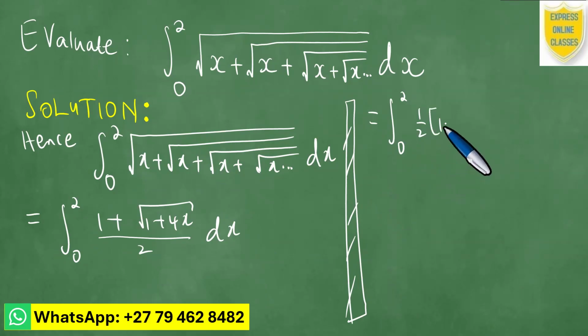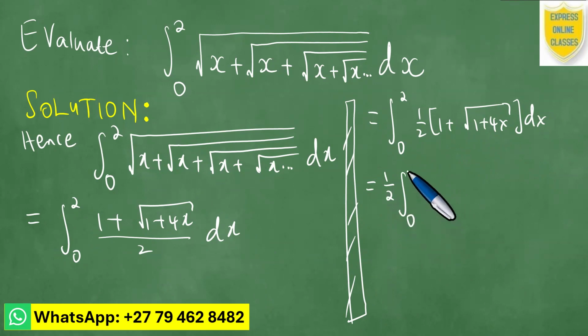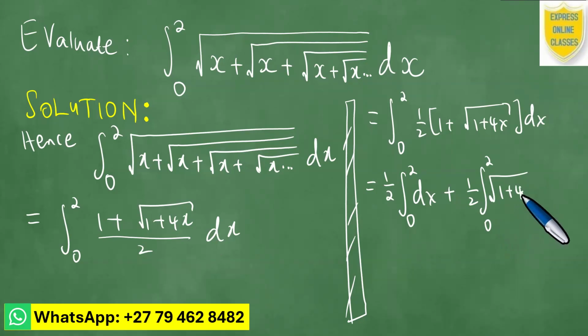If we analyze that very carefully, from 0 to 2 we have 1/2 times 1 plus the square root of 1 plus 4x, dx. And so this we can write as 1/2 of the integral from 0 to 2 of the radical of 1 plus 4x dx.